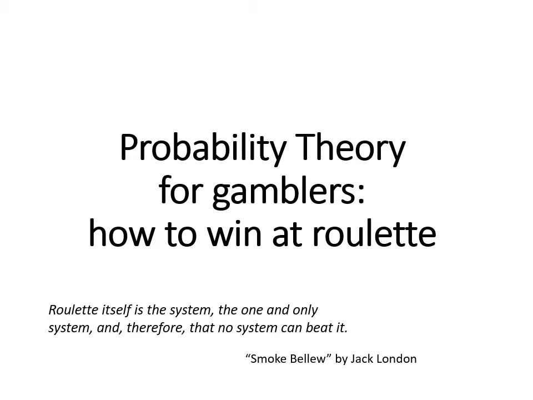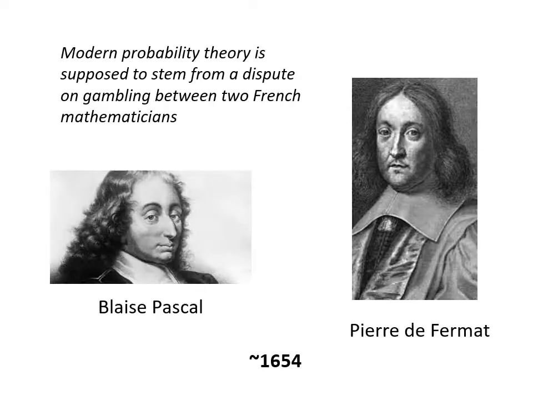Not a good topic? Yeah, probably we should consider some more appropriate stuff like, I don't know, climate change or whatever. But modern probability theory is supposed to originate from a dispute between two famous French mathematicians somewhere in the middle of the 17th century. And they spoke exactly about gambling. So maybe it's not as shameful a topic.